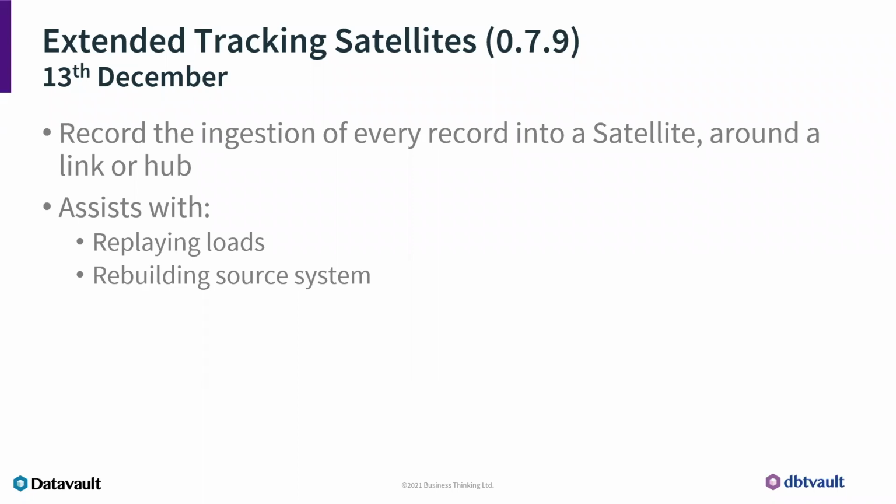So the other new structure mentioned is extended tracking satellites. The idea of a record tracking satellite, extended tracking satellite, sorry, is that they record the ingestion of every record into a satellite. And this helps with things such as replaying loads, rebuilding source systems, and if you've got missing data, you can use the record tracking satellite as very much an audit table. You can go back and see, okay, this is when the data stopped loading for that particular table, all kinds of things. They're very useful.